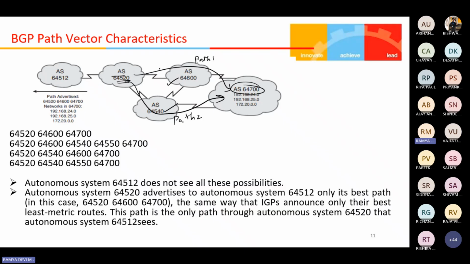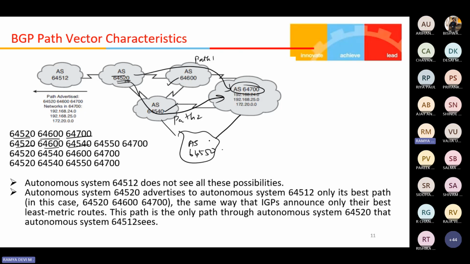So what is path one? 64520, 64600, 64700. That is one path. Another path is 64520, 64600, 64540, 64550. Another autonomous system, which is not shown here, 64550, is connected from here to this. So multiple paths exist. These are different route possibilities based upon the network topology.